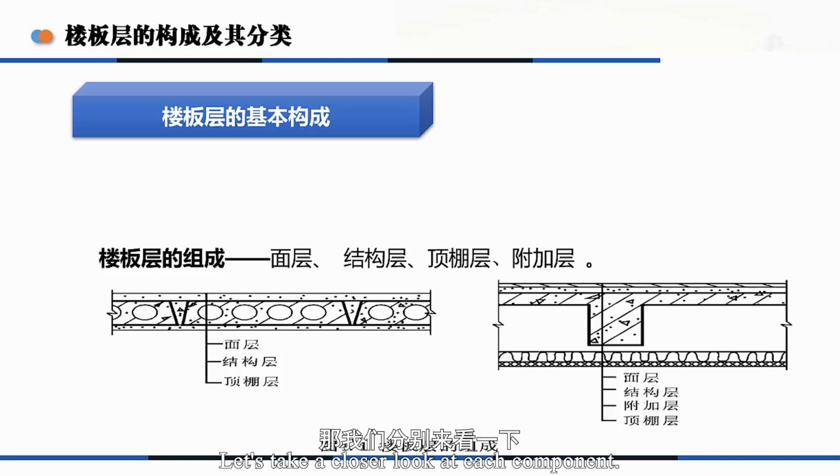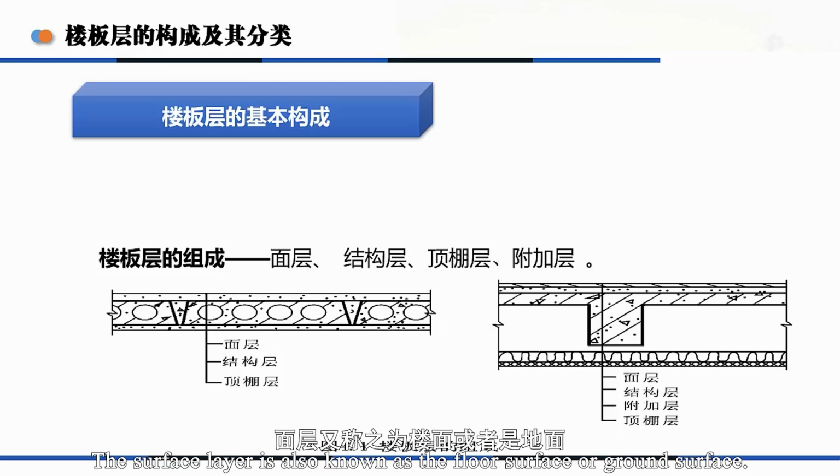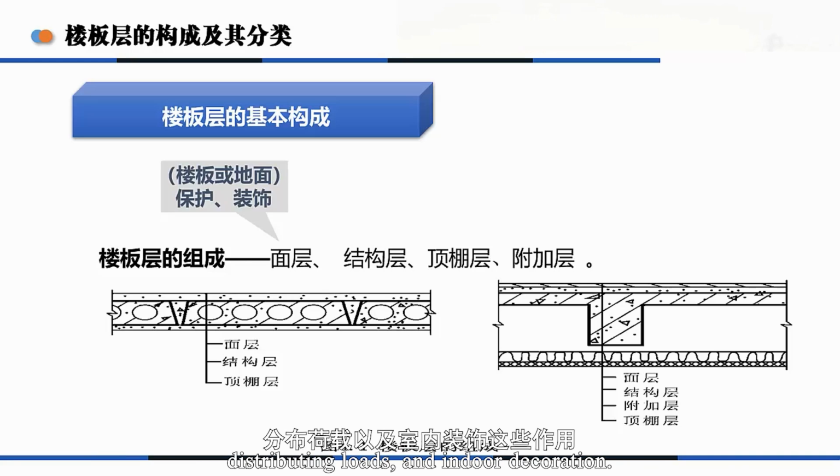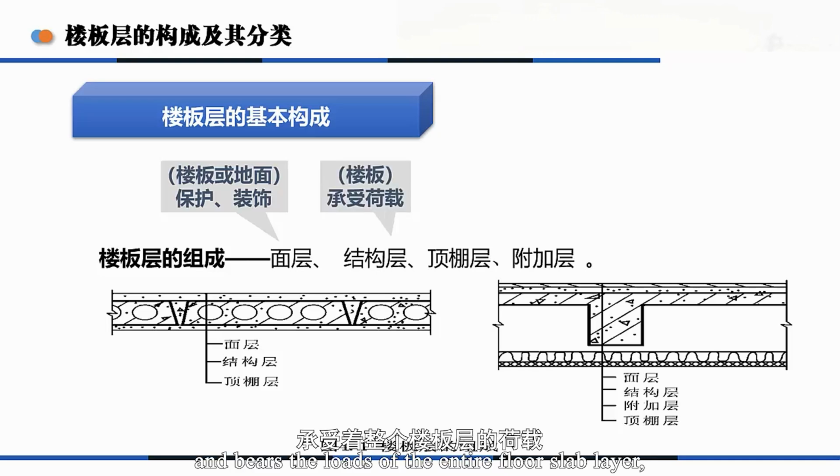Let's take a closer look at each component. The surface layer is also known as the floor surface or ground surface. It serves functions such as protecting the floor slab, distributing loads, and indoor decoration. The structural layer is also called the floor slab. It is usually composed of beams, slabs, or arches, and bears the loads of the entire floor slab layer, primarily playing the role of load bearing.